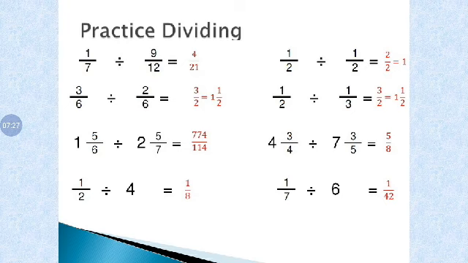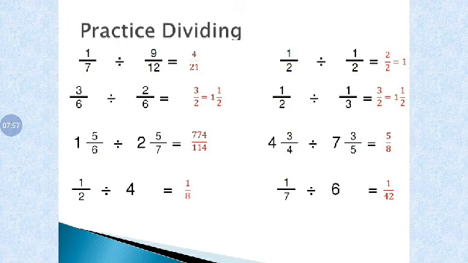3 by 6 into 6 by 2. We get a value 3 by 2. 1 5 by 6 divided by 2 5 by 7. First we convert the mixed fraction into an improper fraction. So 11 by 6 into 19 by 7. So reciprocal 7 by 19. So we get a value 77 by 114.